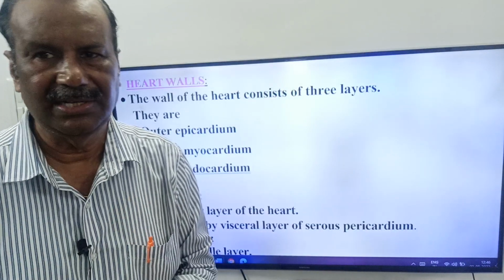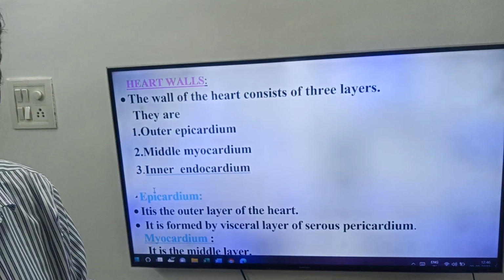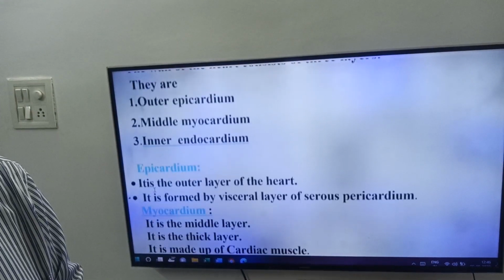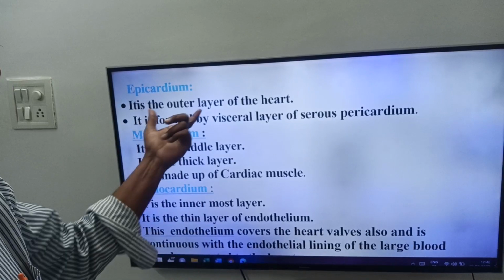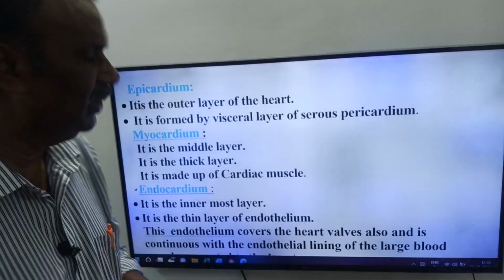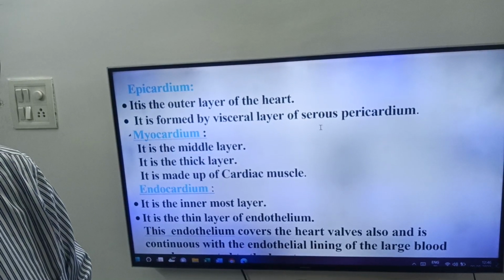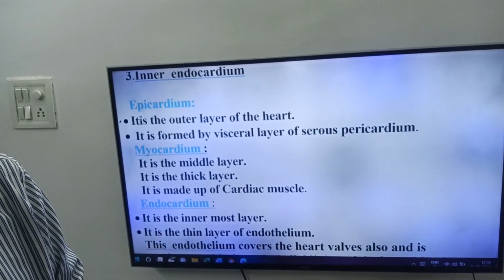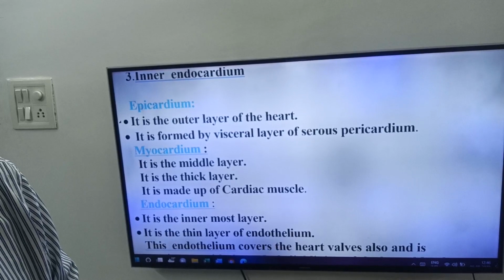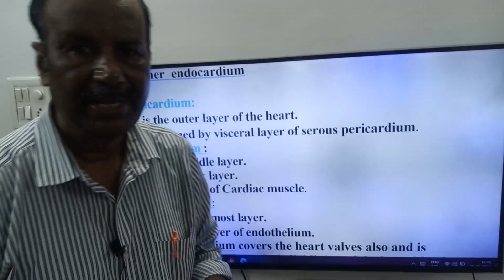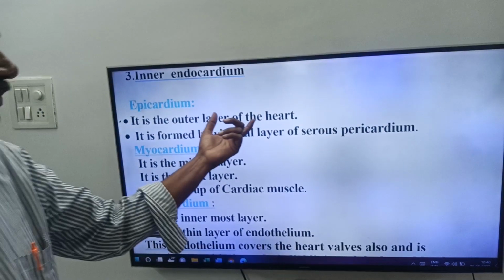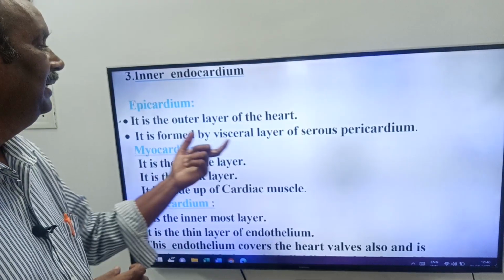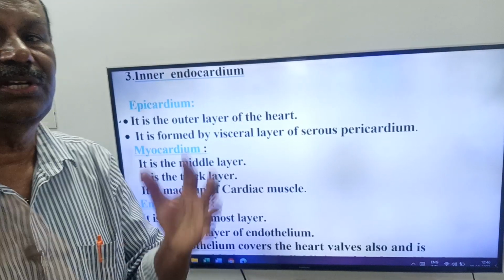Now take these 3 layers, epicardium, myocardium and endocardium. What is epicardium? Friends, epicardium is the outer layer of the heart. Friends, what is epicardium? Epicardium is the outer layer of the heart. It is formed by visceral layer of the serous pericardium.